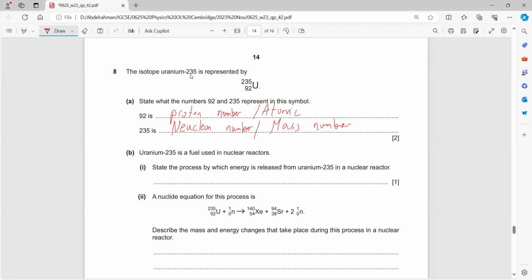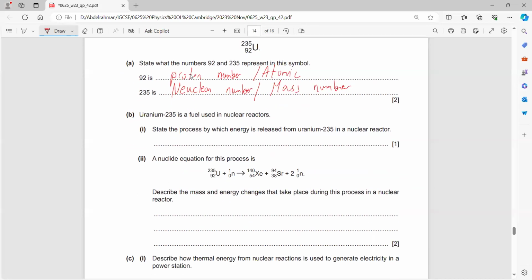Uranium-235 is a fuel. State the process by which the energy is released. What's the process by which the energy is released? Any ideas? Nuclear fission, for example? Nuclear fission, the splitting of these atoms.